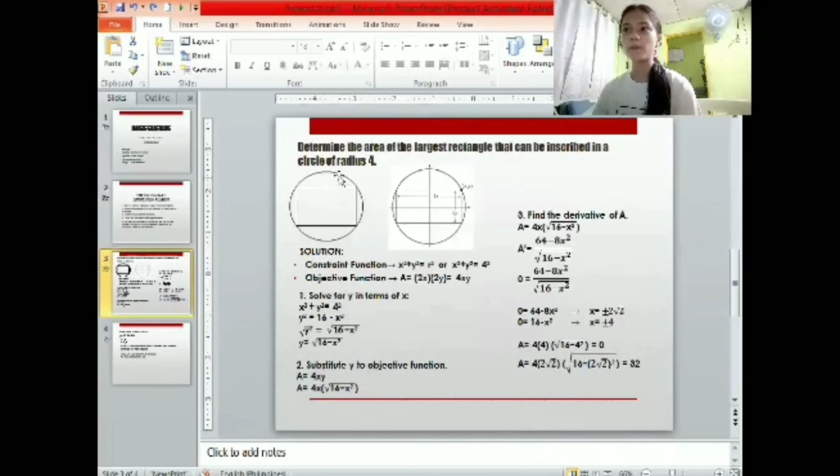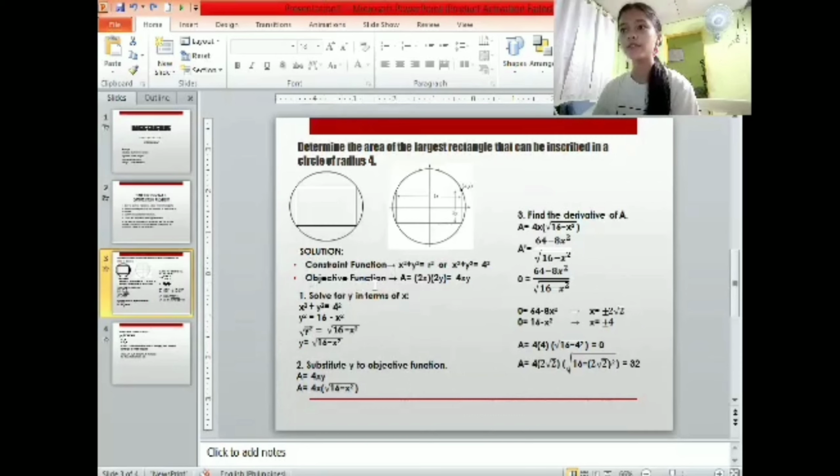So, first example. Determine the area of the largest rectangle that can be inscribed in a circle of radius 4. It says there that the rectangle is inscribed inside the circle. So this will be the circle and this will be the rectangle.